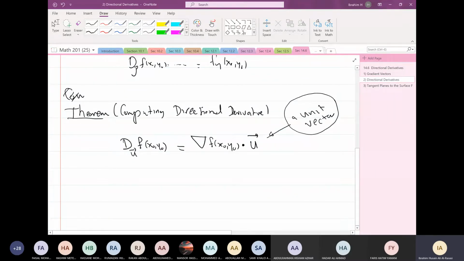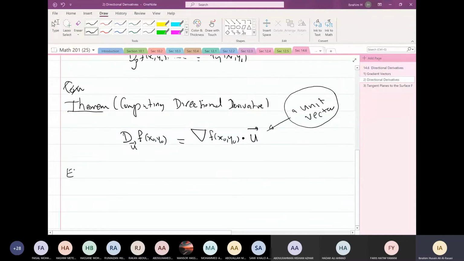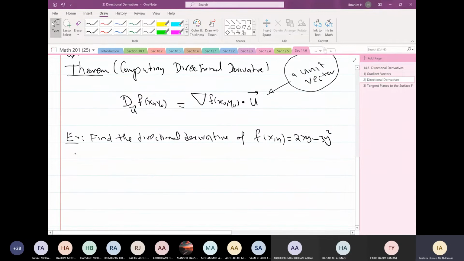Let me give you an example of how to apply this, and also how to apply this note. Example: find the directional derivative of f(x,y) equals 2xy minus 3y squared at the point (5,5), in the direction of the vector v, which is (4,3). Okay, solution.